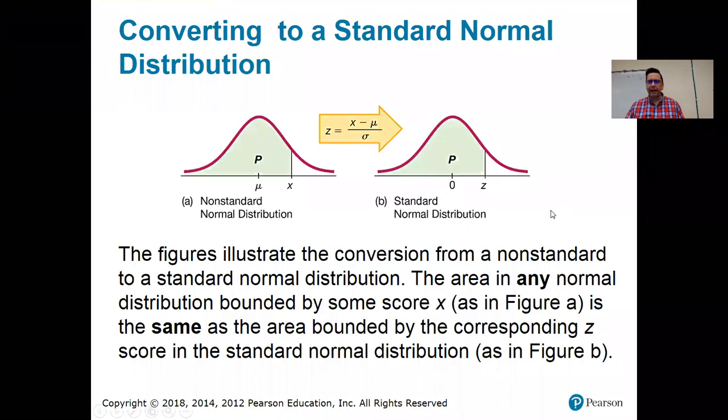So here's the idea. You start off with some non-standard normal distribution with a mean of mu. So mu could be any number. And let's say that you're trying to find the area to the left of x. By putting that value of x into the z-score formula, it converts your non-standard normal distribution into standard. So the new normal distribution has a mean of 0 and a standard deviation of 1. And all of these things that live along the bottom are z-scores.